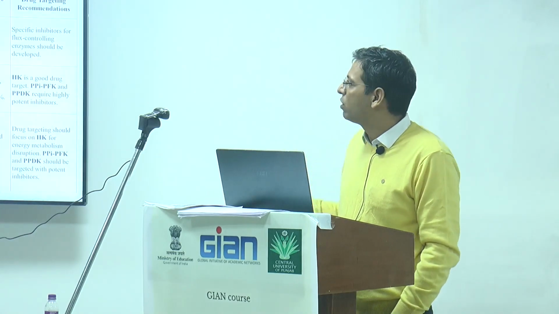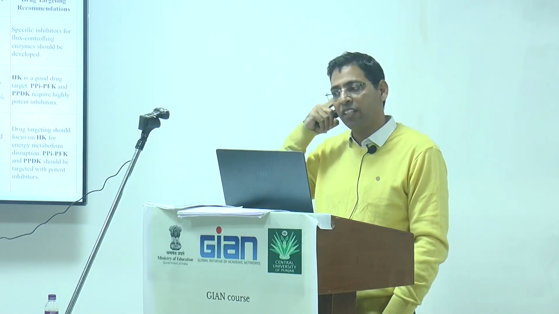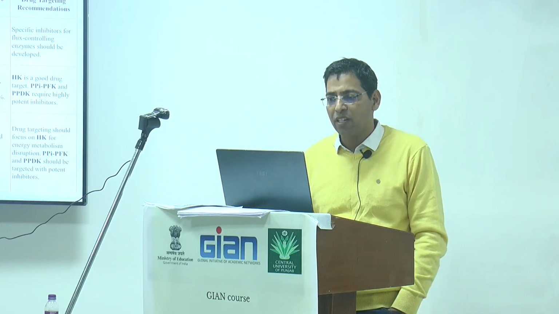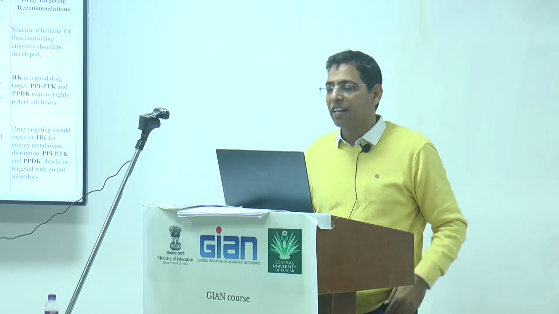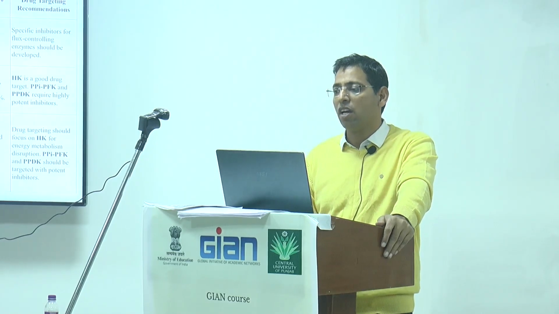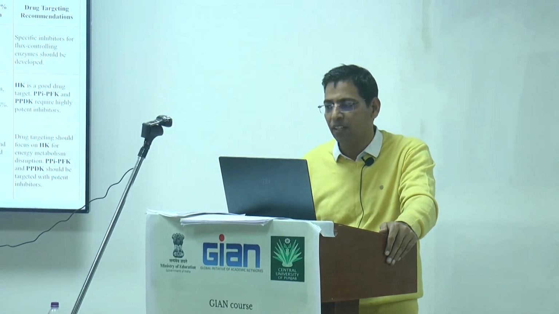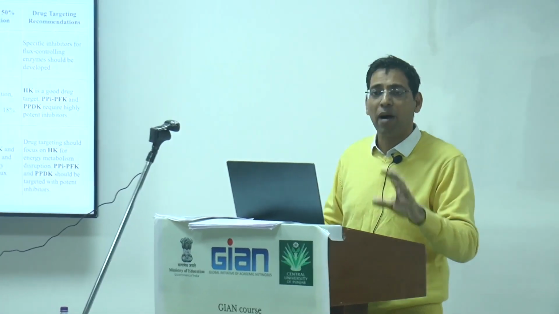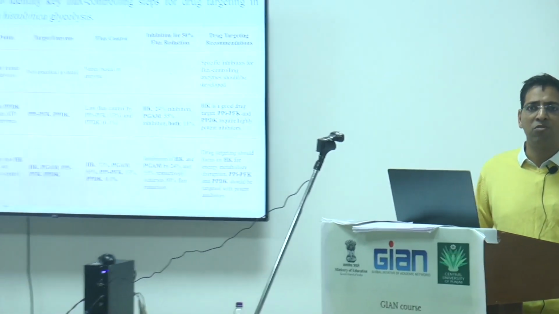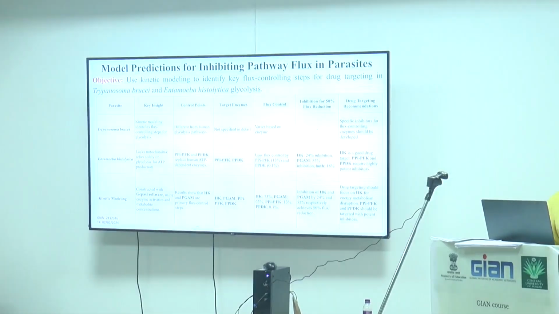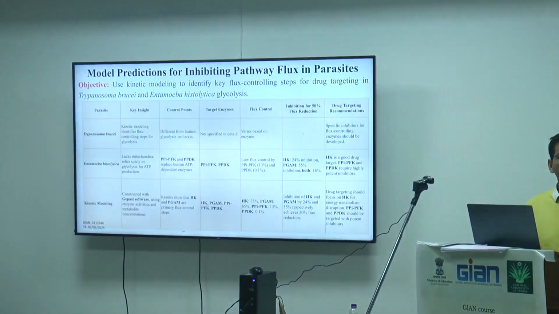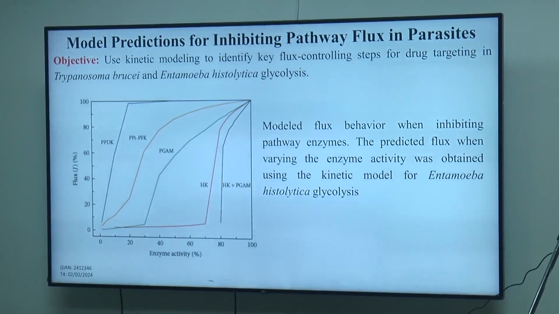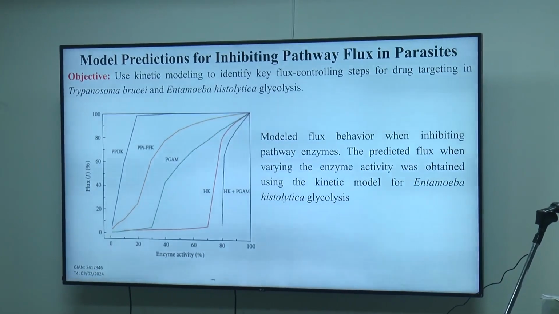Now I am coming to the model prediction for the inhibition of pathway flux in parasites. So you can find the different parasites, their insights, their control points, targeting enzyme, flux control, inhibition for the 50% flux reduction, and the drug targeting recommendation. So try to understand that if you know metabolic control analysis very well, you can manipulate those specific control points and you can target a few parasites also. So this thing is possible. So this is the model prediction for the pathway in the parasites.